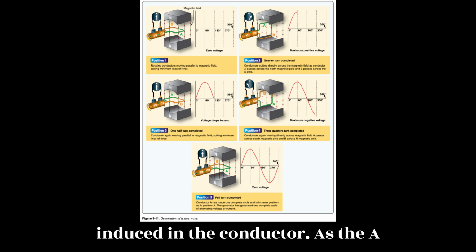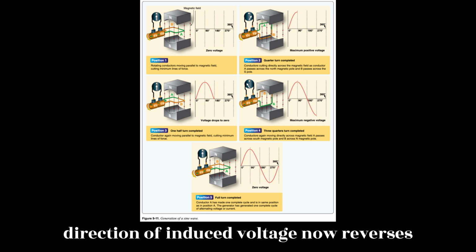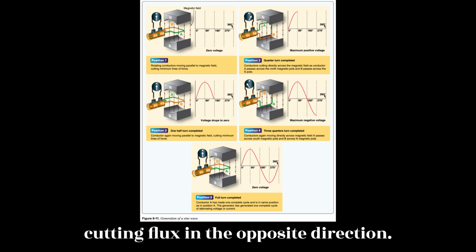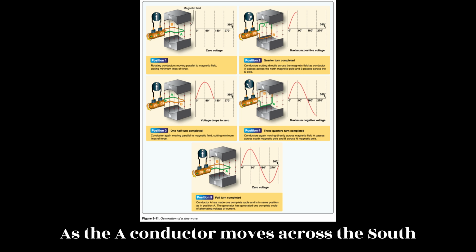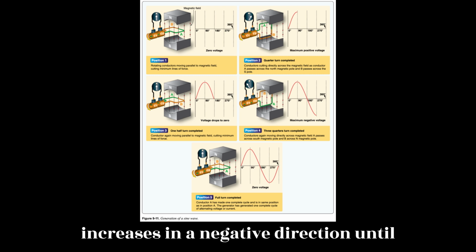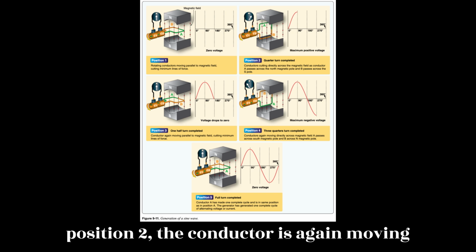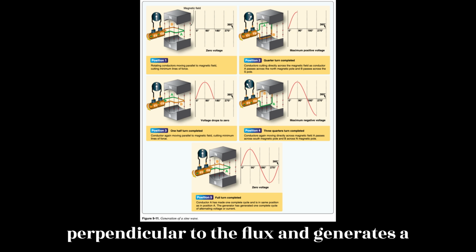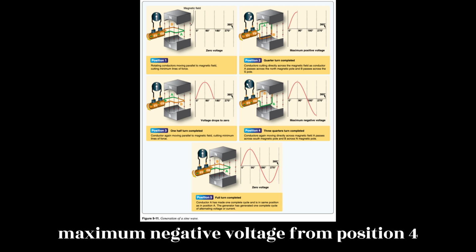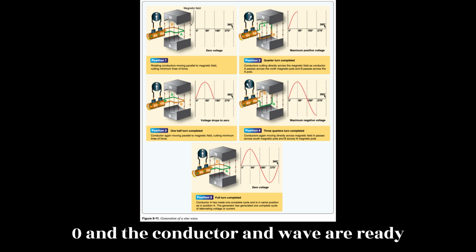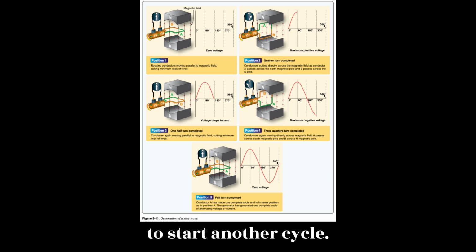As the A conductor passes position 3, the direction of induced voltage now reverses since the A conductor is moving downward, cutting flux in the opposite direction. As the A conductor moves across the south pole, the induced voltage gradually increases in a negative direction until it reaches position 4. Position 4. Like position 2, the conductor is again moving perpendicular to the flux and generates a maximum negative voltage. From position 4 to position 5, the induced voltage gradually decreases until the voltage is 0, and the conductor and wave are ready to start another cycle.